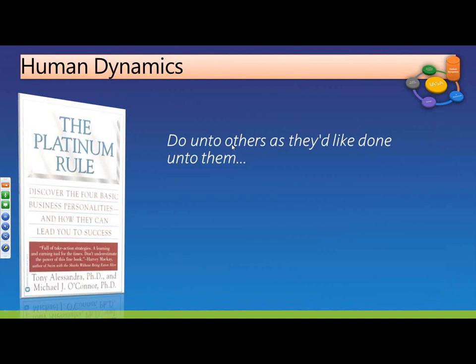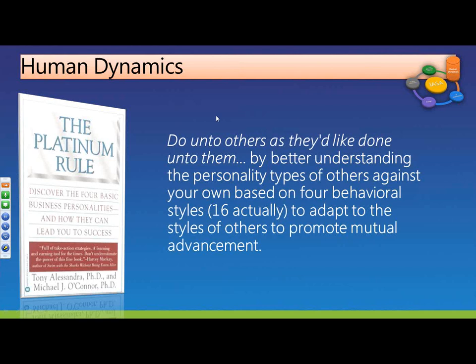The Platinum Rule. This is an interesting book. There are a lot of books like this out there. The basic theme is do unto others as they'd like done unto them. The Golden Rule is do unto others as you would have them do unto you. The Platinum Rule is do unto others as they want done unto them. And it's by better understanding their personality types. The book breaks it into 4 basic behaviors, which break into 4 more per behavior, so there's 16 total, so that you can adapt your communication to your audience appropriately.